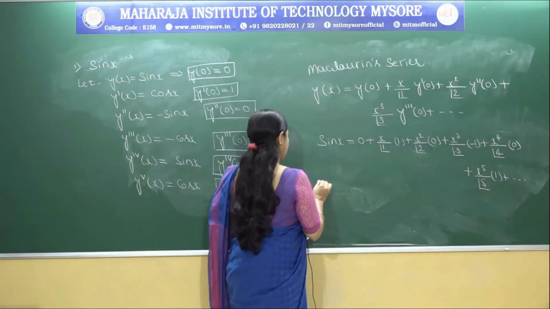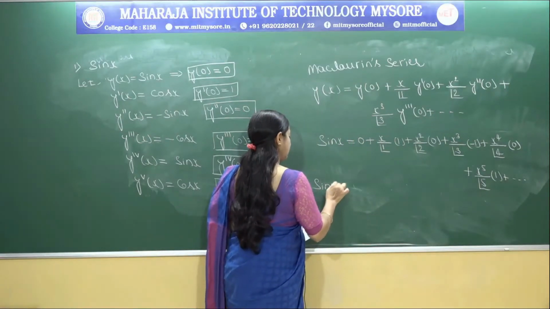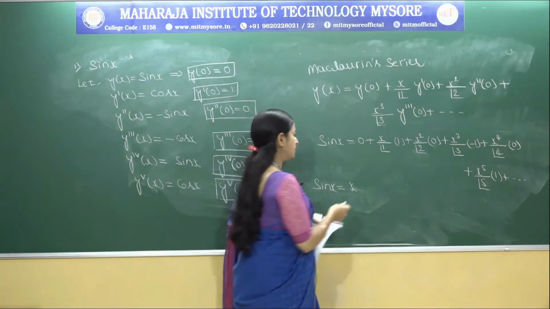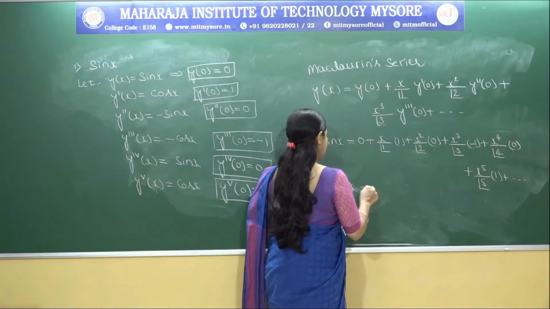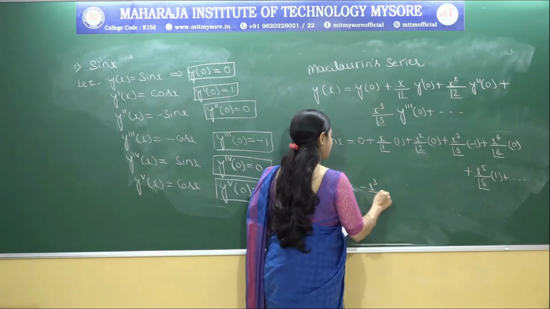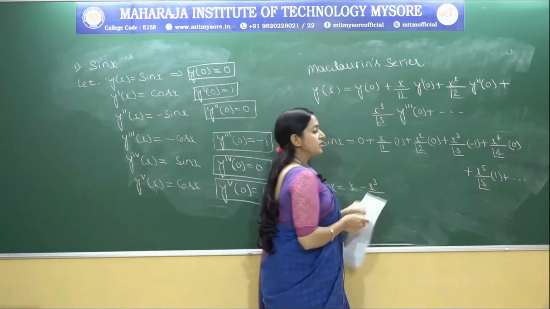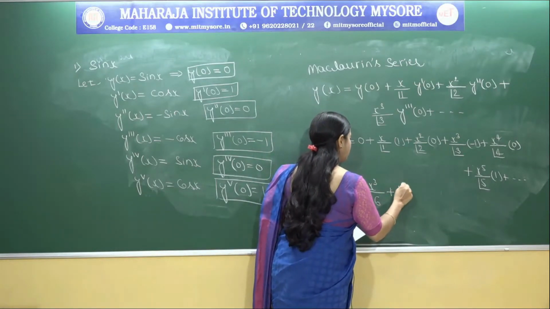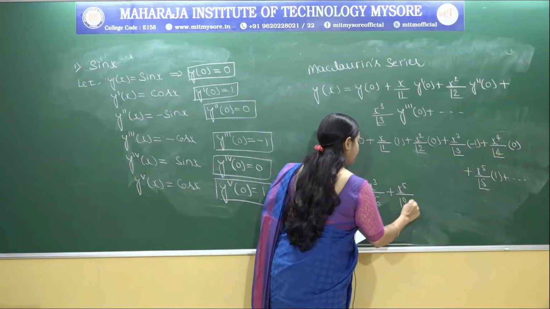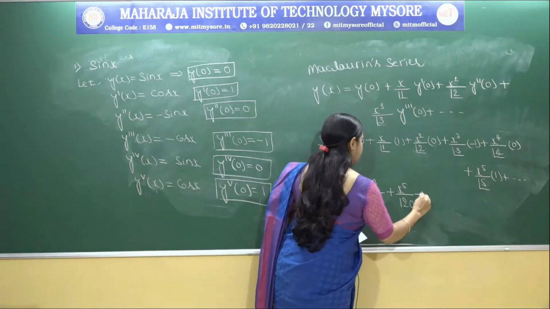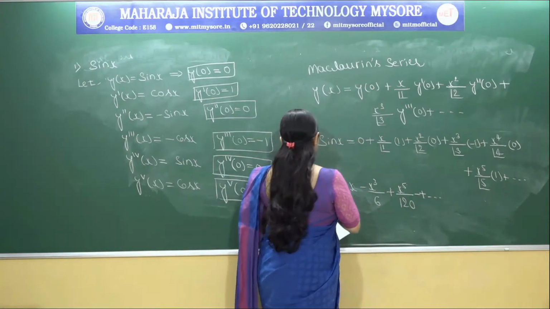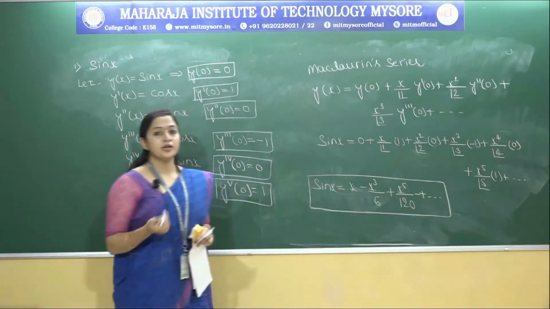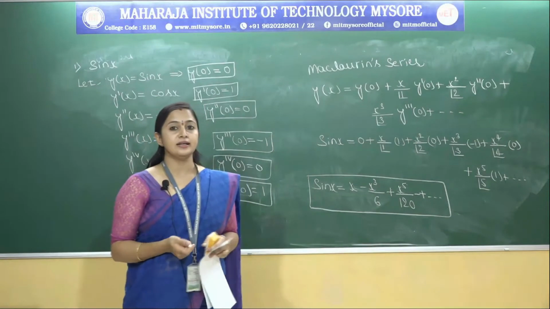So if you simplify this sin x, the first term is 0, you will get x, 1 factorial is 1. The second term is 0. Third term x cube, the 3 factorial is 6. The fourth derivative is 0. The fifth derivative x power 5 divided by 120. The plus and minus sign alternate. So this is the expansion of sin x. Similarly, you can do it for cos x and tan x also.